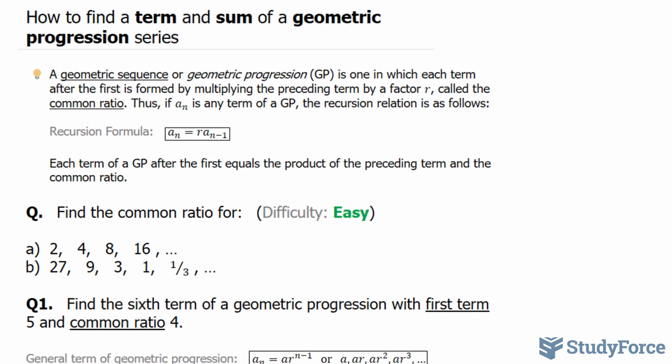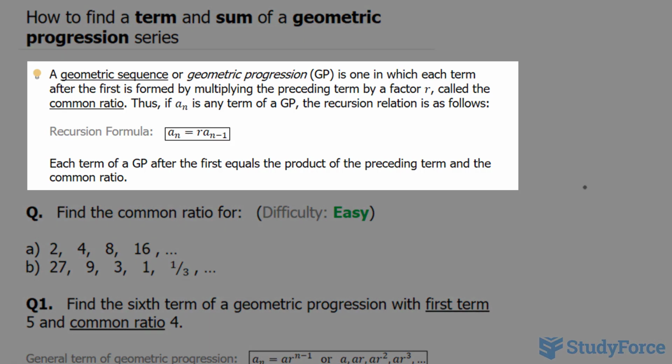In this video, I'll show you how to find a term and sum of a geometric progression series. A geometric sequence or geometric progression is one in which each term after the first is formed by multiplying the preceding term by a factor r called the common ratio.